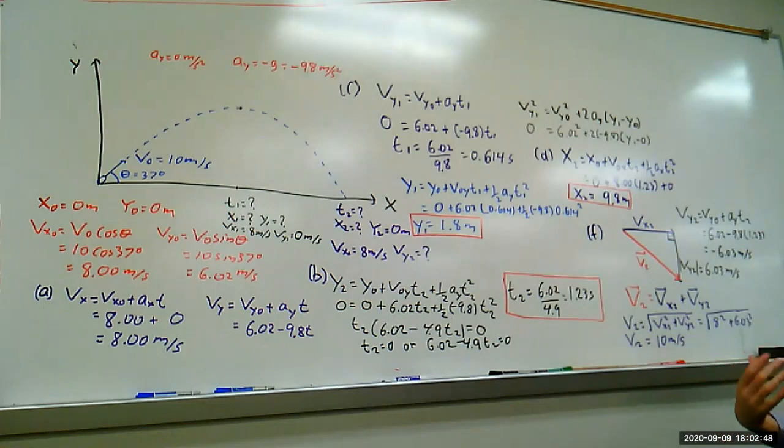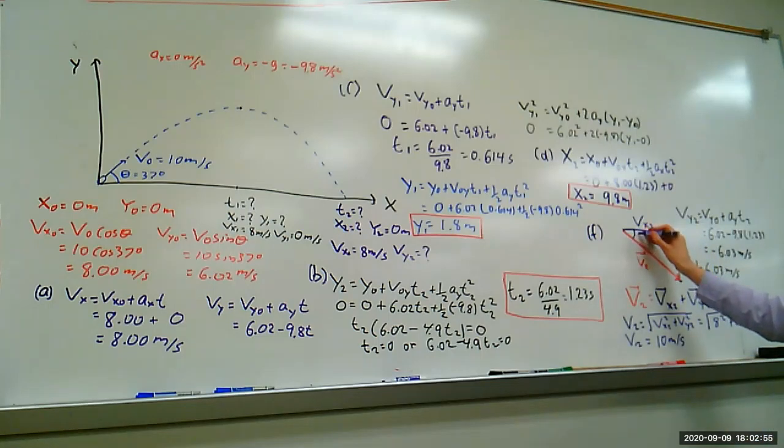Now we have to get the direction because we want the velocity. We have the magnitude. Now we need the direction. So we have to find this angle theta.